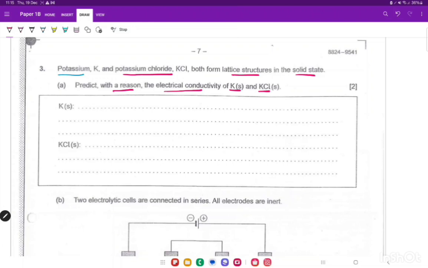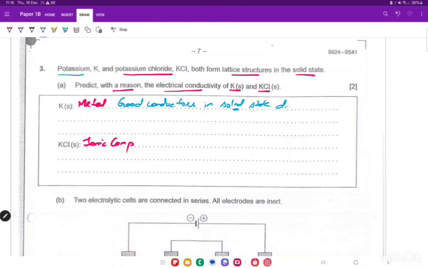Now we know that potassium solid is a metal and KCl solid is an ionic compound. Potassium is a metal whereas KCl is an ionic compound. Metals are good conductors of current in solid state due to the presence of delocalized valence electrons.